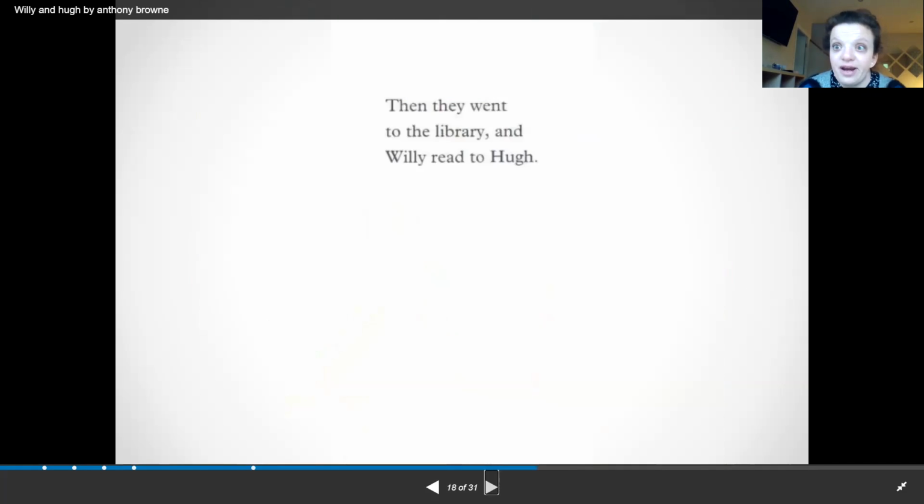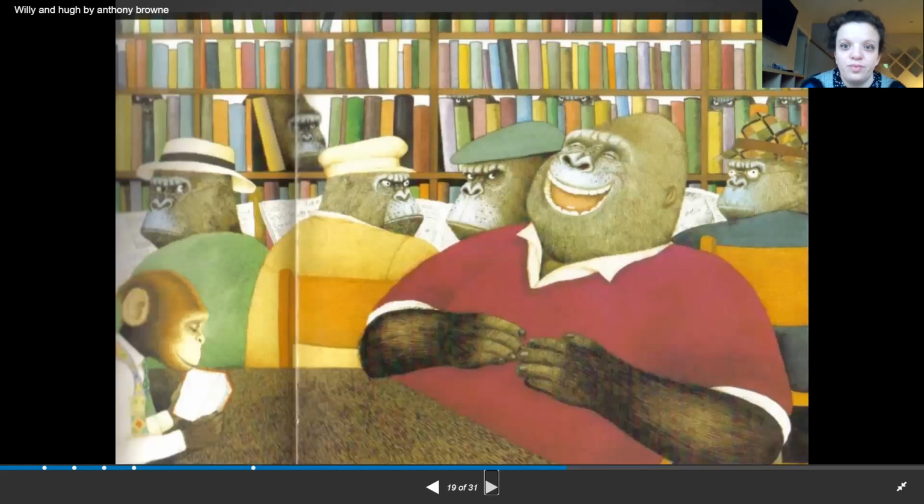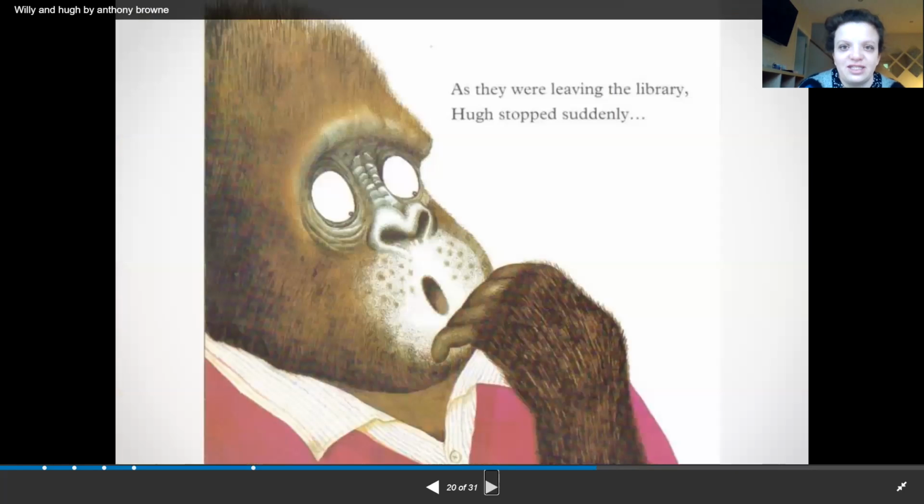Then they went to the library and Willie read to Hugh. He loved the story. So see, they're helping each other. So Willie is really good at reading. So he's reading these stories to Hugh and making Hugh laugh and feel really brilliant. And Hugh is a really strong person who stood up to the bullies and stopped Willie from getting hurt or feeling scared or intimidated by the different bullies. So they're helping each other out in different ways.